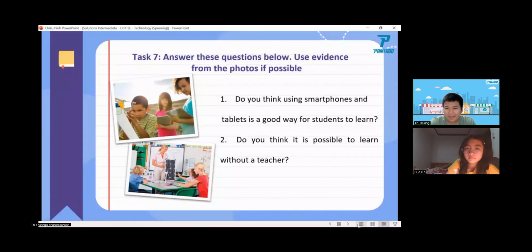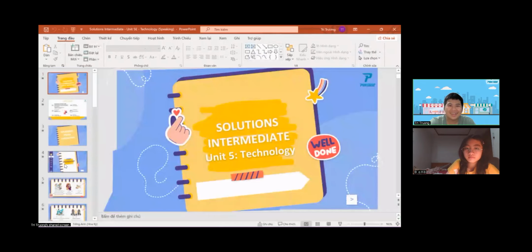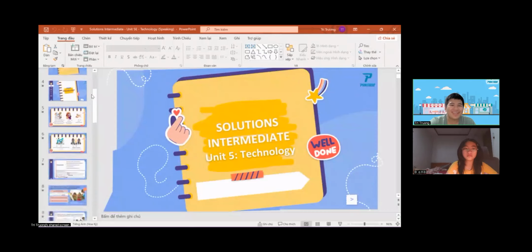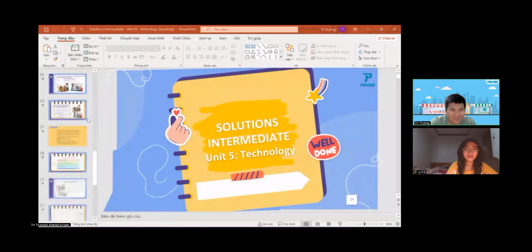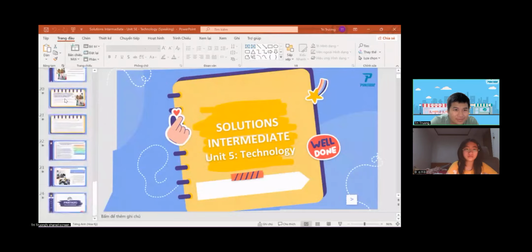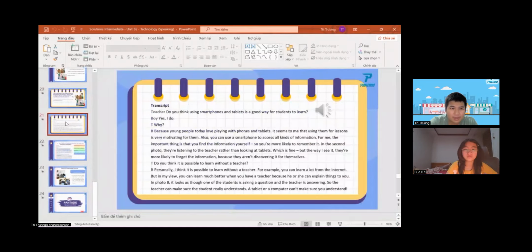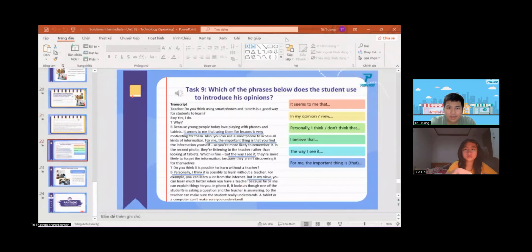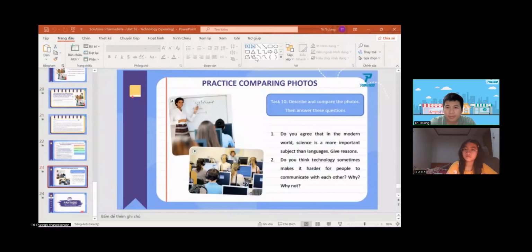So let's see how many slides we have left here. We had 24 slides for today. It's quite a lot to me. Okay, let's see. 24 is the transcript. Task number 9, without the phrases. Okay, I think this is the homework for you.